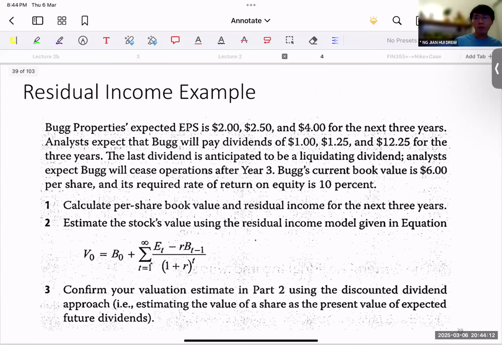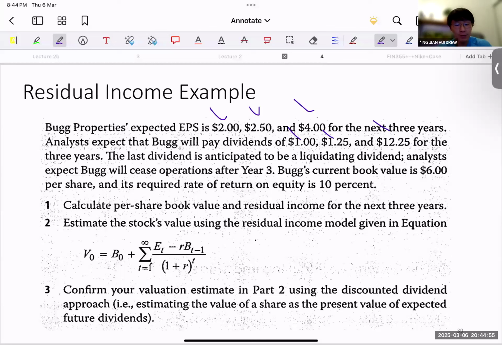Okay, so I'd like to go through this example because sometimes it's a bit difficult to understand how to use the residual income model. Let's look at this example here. Suppose you have Bulk Properties, expecting an EPS of 2, 2.5, and 4 for the next 3 years. It's going to pay dividends of 1, 1.25, and 12.25 for the next 3 years. The last dividend is anticipated to be a liquidating dividend, and analysts expect that Bulk will cease operation after year 3, which is why the last dividend is so big. It's liquidating.